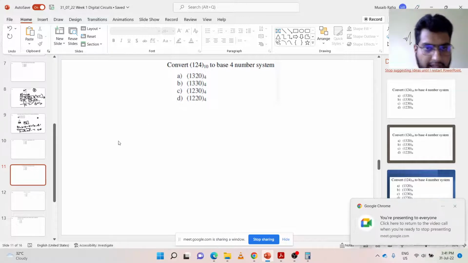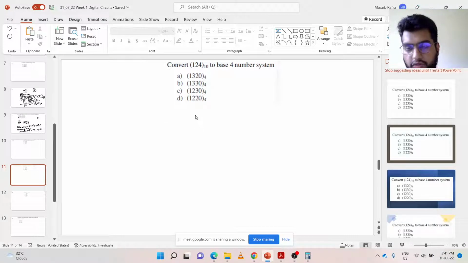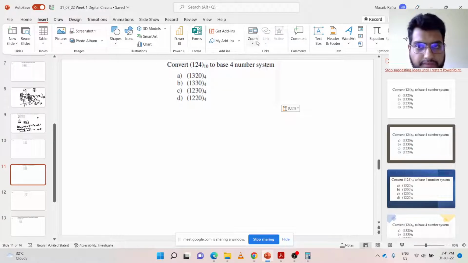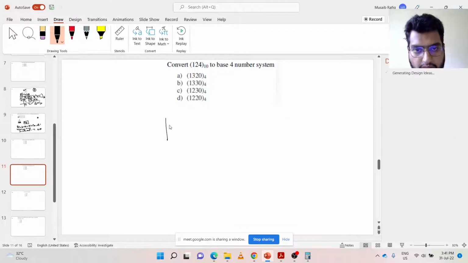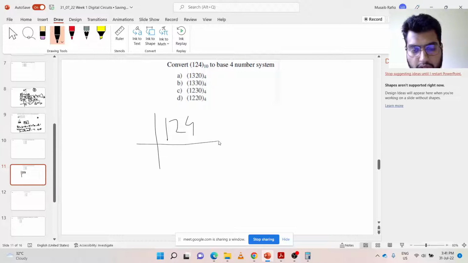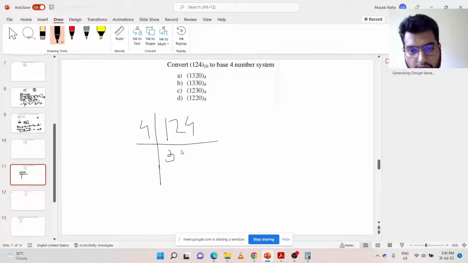So this question number 10 asks us to convert this number 124, which is in decimal, to the base 4 number system. So what we have to do is take this number 124 and divide it by the base of the number system, that is 4. So 4 times 31 is 124, and the remainder is 0.